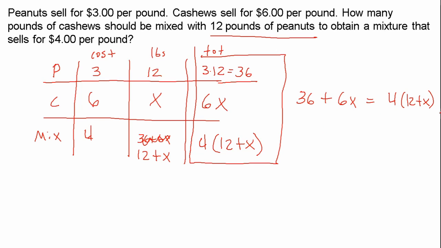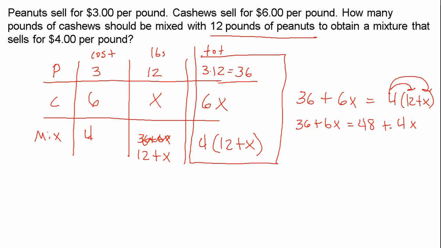Now all you have to do is solve for x. So we got 4 times 12, and I'm going to distribute this 4 here and here. So let's just rewrite this. 36 plus 6x equals 4 times 12 is going to be 48 plus 4 times x, which is 4x. Again, we're solving for x.